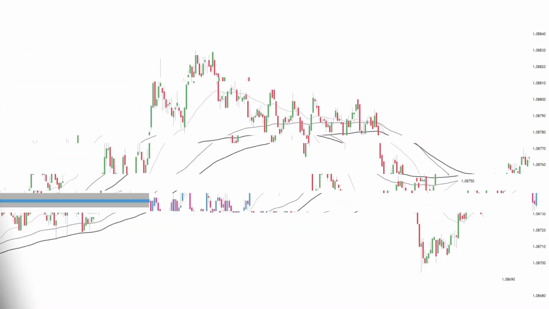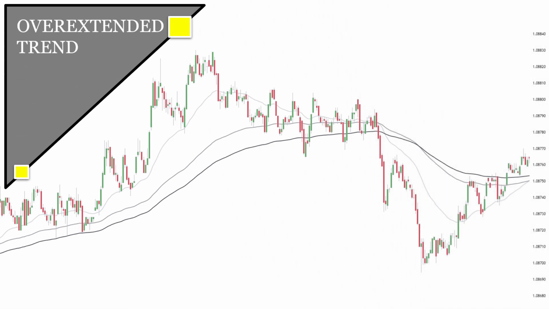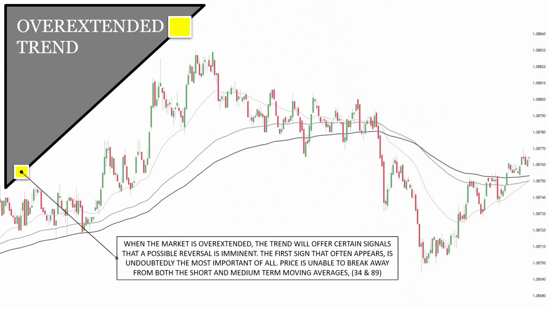When the market is overextended, the trend will offer certain signals that a possible reversal is imminent. The first sign that often appears is undoubtedly the most important of all. Price is unable to break away from both the short and medium-term moving averages, 34 and 89.